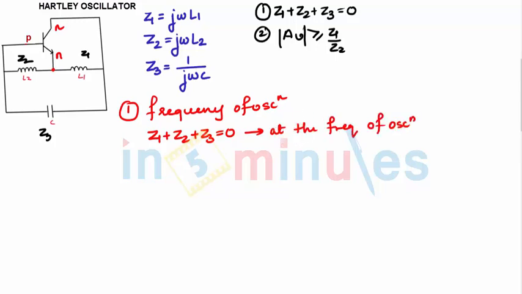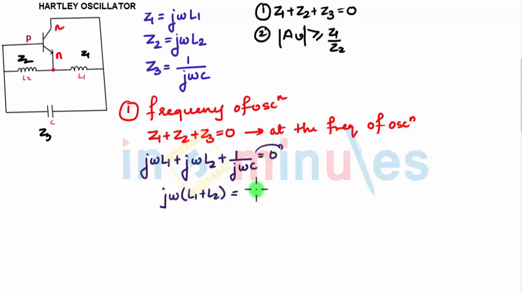So when you substitute this, what will we have? j omega L1 plus Z2, which is j omega L2, and Z3, which is 1 upon j omega C, should be 0. If I take j omega out, it will be L1 plus L2. This going to the other side, you will have minus 1 upon j omega C. Omega coming on this side, you will have omega square equals j square, this j and this j square, and this negative sign will go. So you are left with 1 upon L1 plus L2 into C.